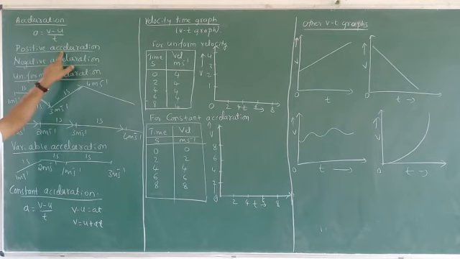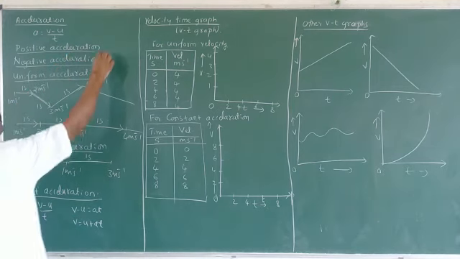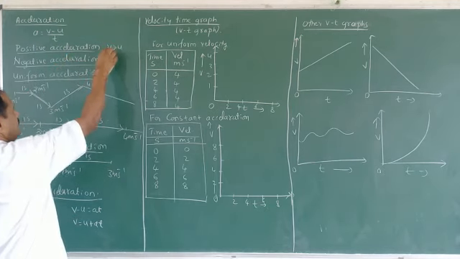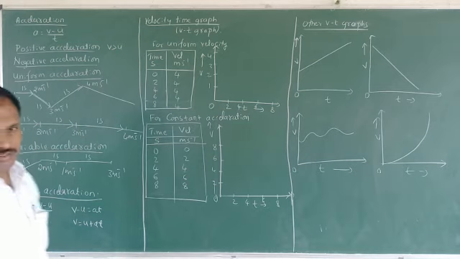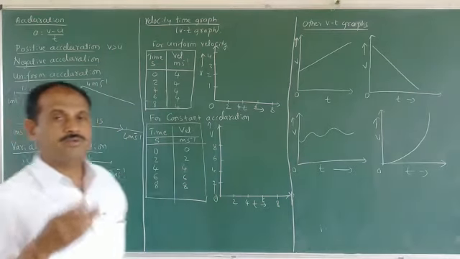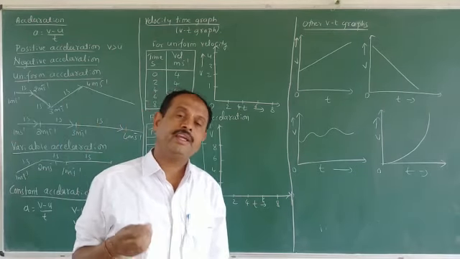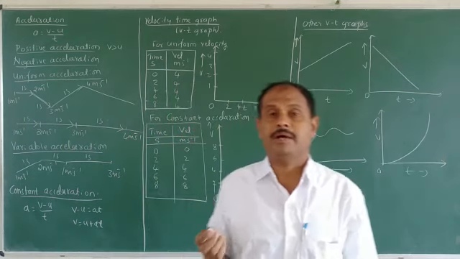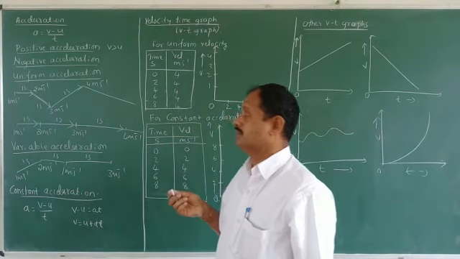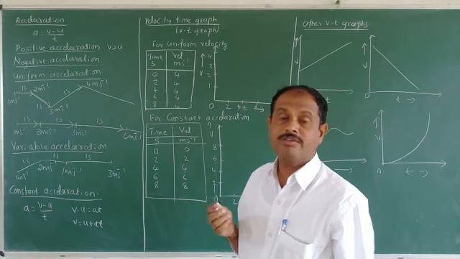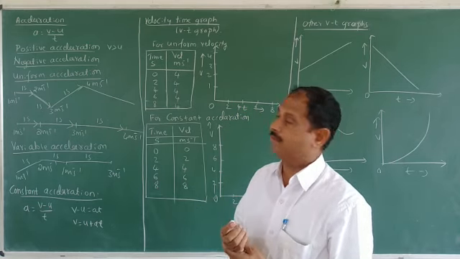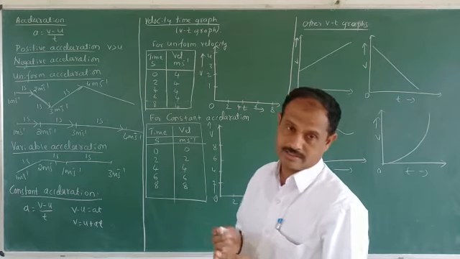Now, when you say there is a positive acceleration, what is positive acceleration? If v is greater than u, that is, the final velocity is greater than the initial velocity, it means the velocity increases. The rate of increase in the velocity of the particle is called positive acceleration.